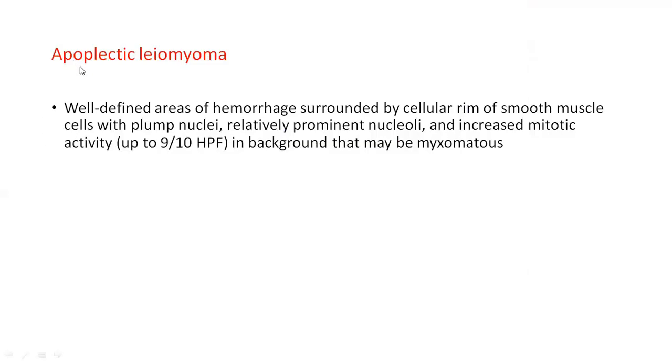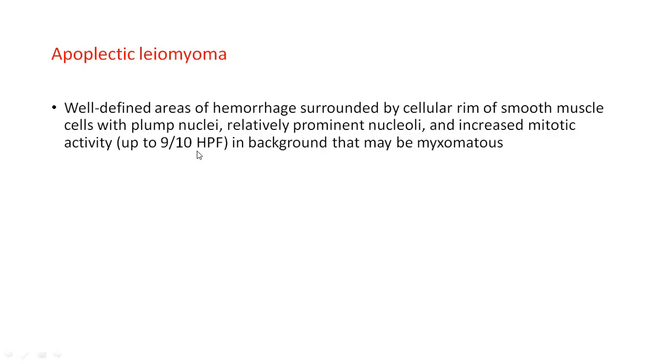So the last category is the apoplectic leiomyoma. As the name implies, it will have some necrotic pattern and hemorrhage, and it is commonly under the influence of progesterone. By definition, it will have a well-defined area of hemorrhage, which is known as the zonation phenomenon, which is surrounded by a cellular rim of smooth muscle with plump nuclei, which can have prominent nuclei as well, and sometimes they have an increased number of mitoses.